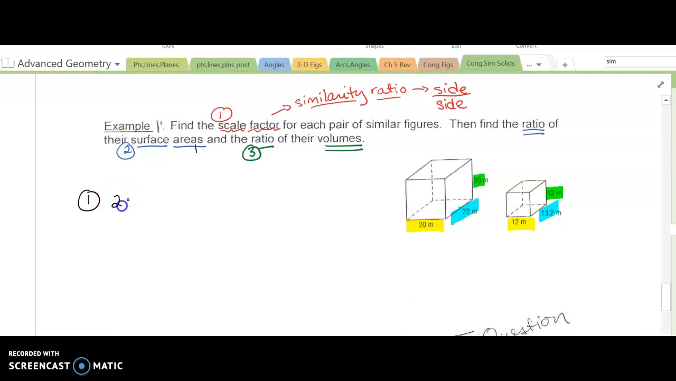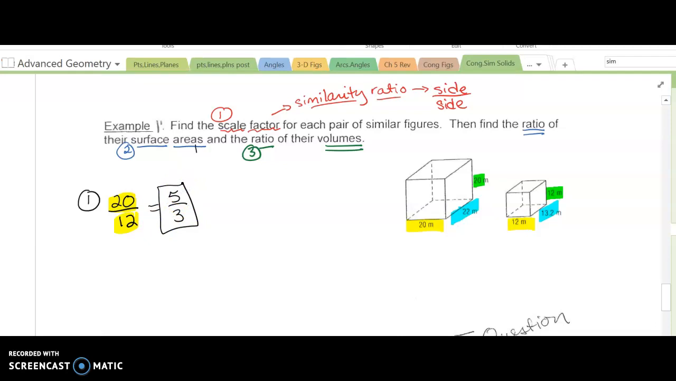So I'm going to start with 20 to 12. That's one pair of matchy-matchy sides for my side-to-side ratio, my similarity ratio, and then that would reduce to what? 5 to 3. So that's my similarity ratio.